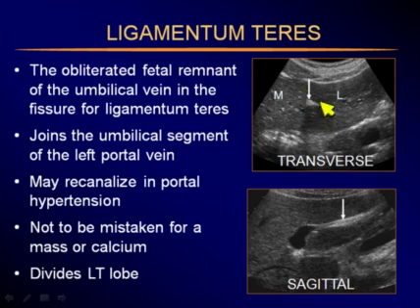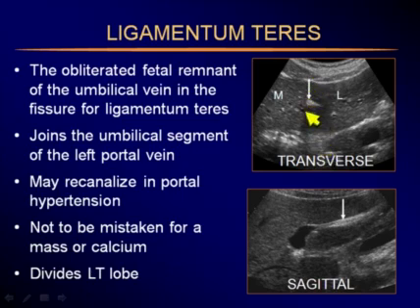That's what gives us bright reflectivity. So somewhere in here is the collapsed, obliterated ligamentum teres, surrounded by echogenic fat. This is a transverse section of the left lobe, and that becomes a divider of the left lobe into medial and lateral segments on a transverse scan.